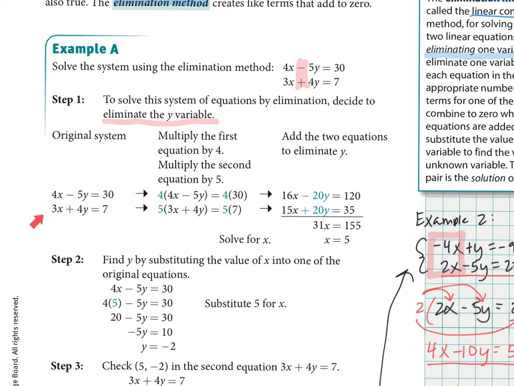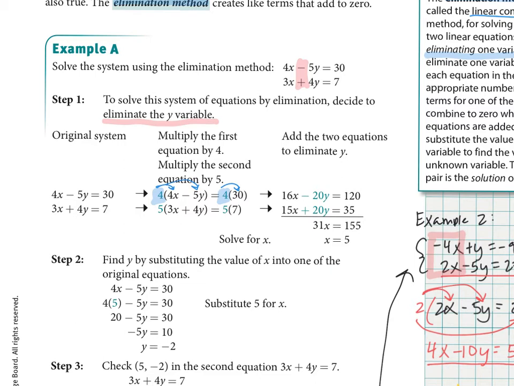They take this original system here and they think about how they want to cancel out the y's. So they multiply the first equation by 4. Now remember, when they multiply by 4, they multiply every single piece, right? They know that they're going to distribute that 4 to rewrite that. Oops, I moved the 4s. Let's try that. There we go.